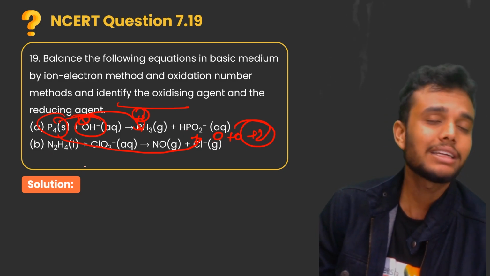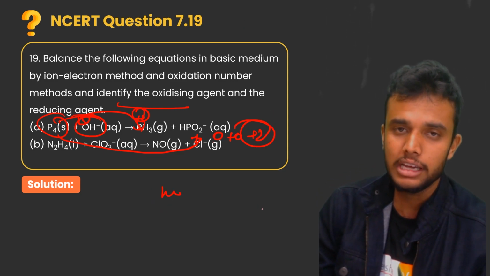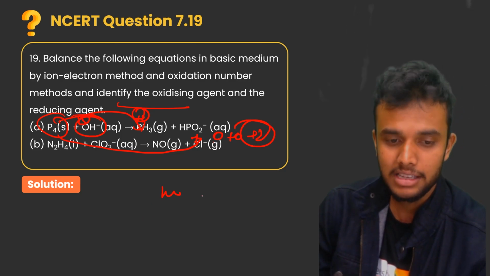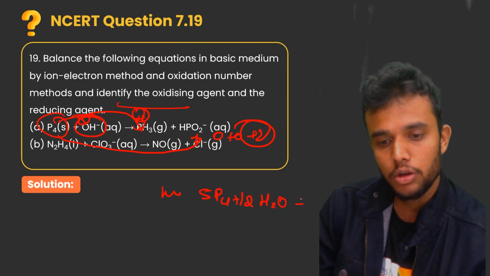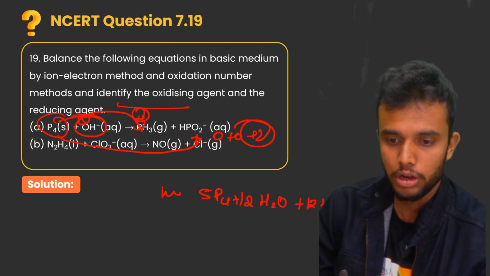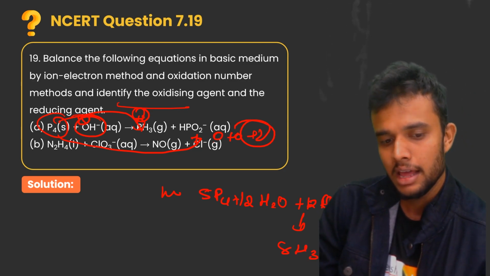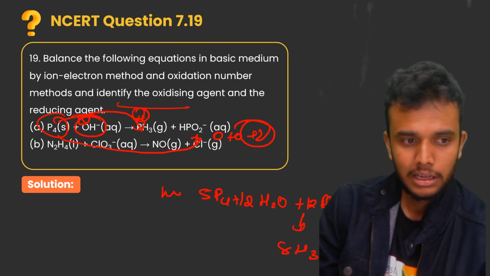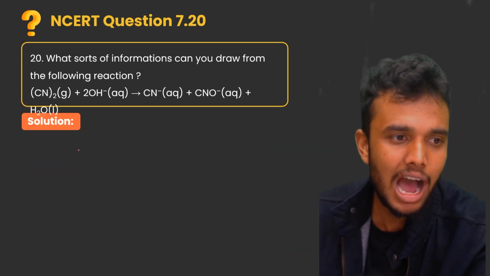Then the balancing reaction takes place the same way. First write the oxidation reaction, then the reduction reaction, then balance. The final balanced reaction I write here, students. This is the final balanced reaction: 12H2O plus 12OH- equals 8PH3 plus 12HPO2 2-. Similarly, this case is an exercise for you guys. Okay, next reaction, the last one.